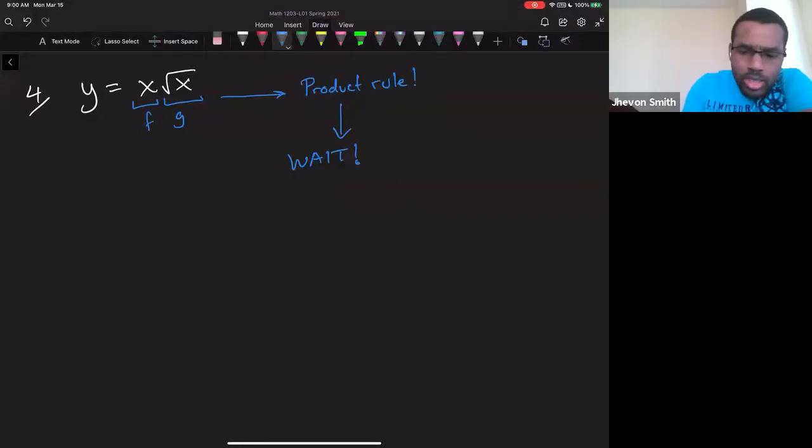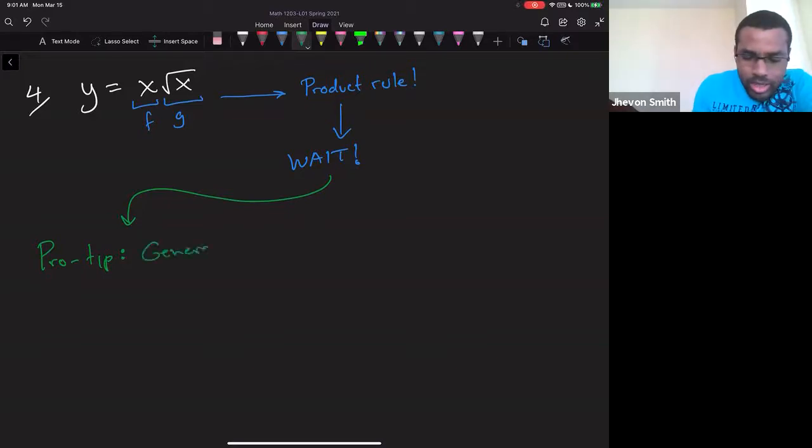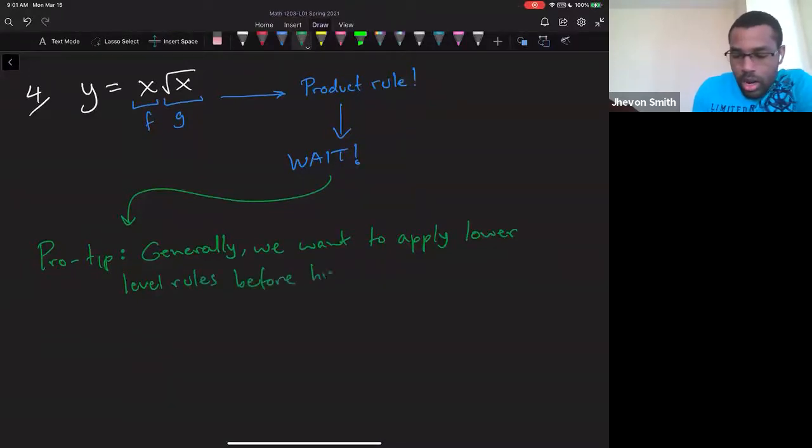So here's the thing. Another pro tip, and this is going to come up later. Where is this going to come up? Yeah, in problem 19, this idea that I'm telling you right now is going to apply hard. So pro tip: generally, we want to apply lower level rules before higher level ones.